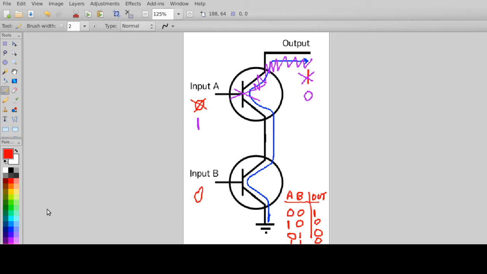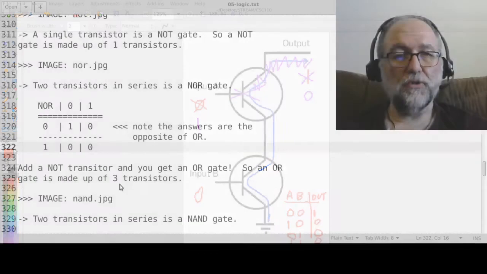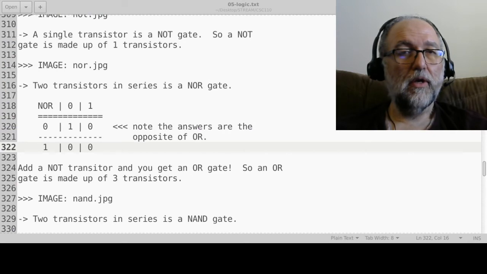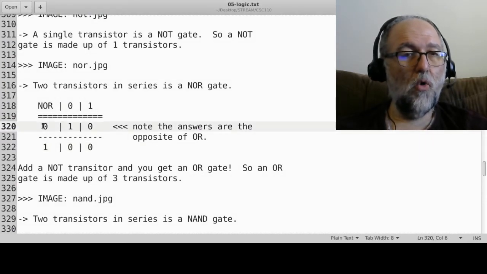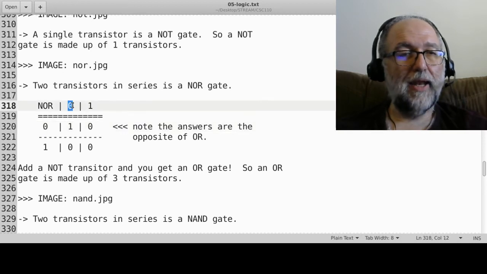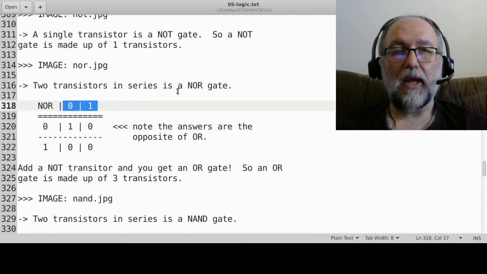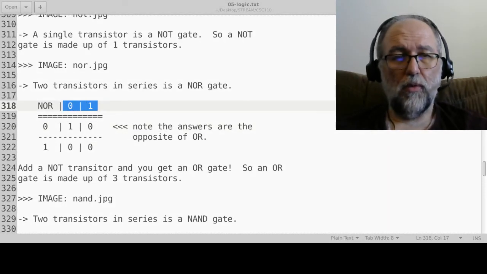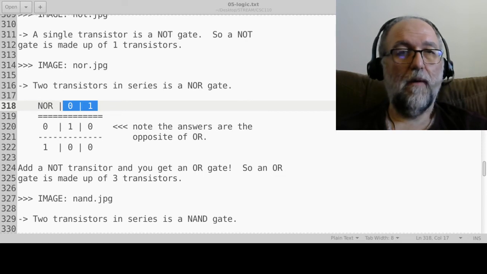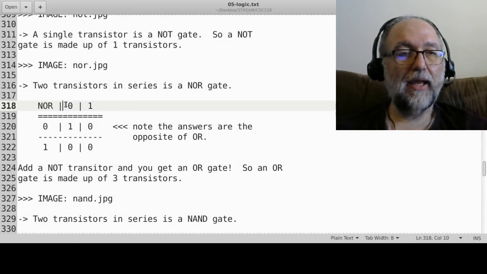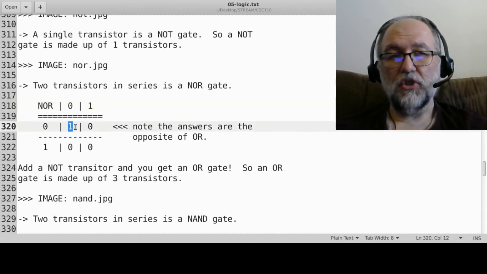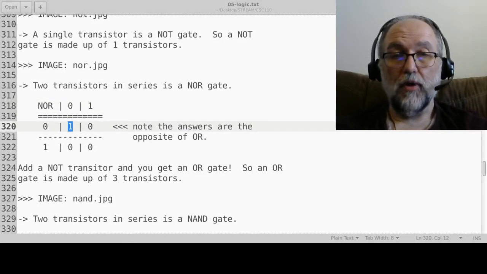Okay, now it's technically a NOR. So let's go back to the table here. At the table, what you could see is, only if both input A and input B... So this is input A here, which can either be a 0 or 1. And this is input B, which can be either a 0 or a 1. Only if both A and B were 0 did you get any output.